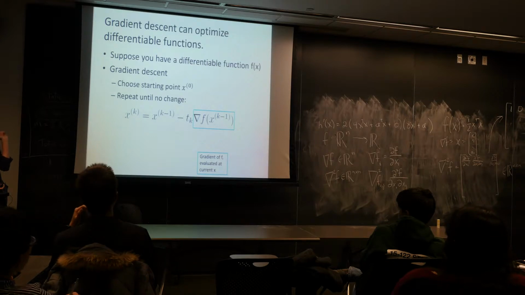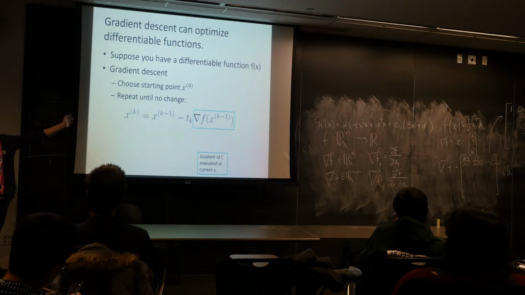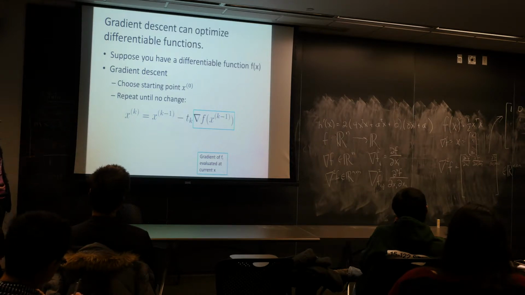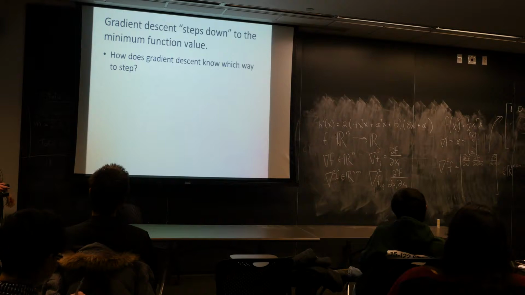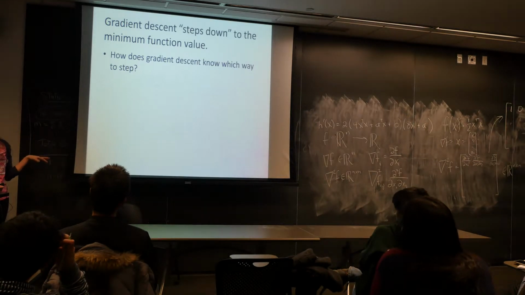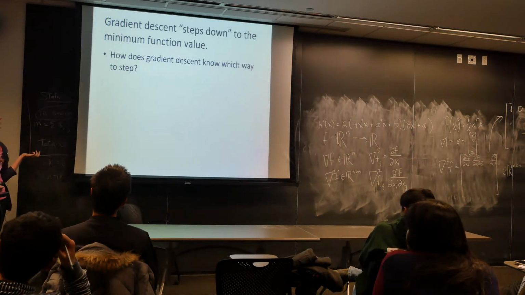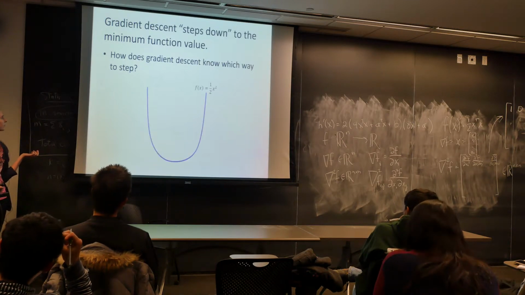And you just keep doing this until your xk is close enough to xk minus 1 that you've decided you're not getting any more benefit from completing more steps. So the idea behind gradient descent is that you're kind of stepping down to the minimum value. But how does gradient descent know which way to step?